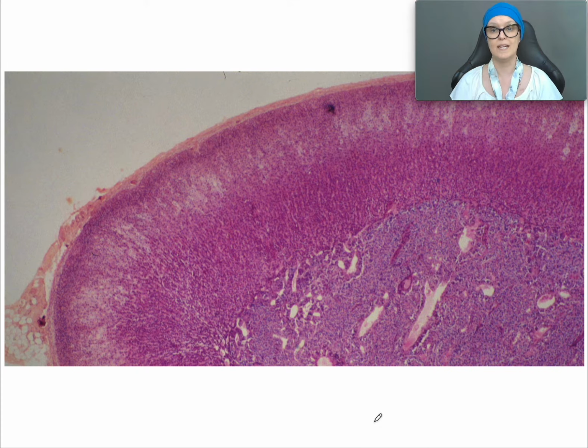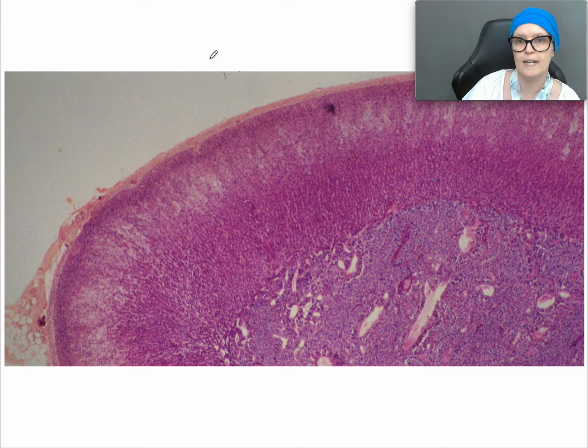Okay, name that organ. This one has two names, but let's go with adrenal gland. The other is suprarenal because it sits on the kidneys, and the term for kidney is renal, and it's superior to the kidney, so suprarenal. But it makes adrenaline, so it's also called the adrenal gland.